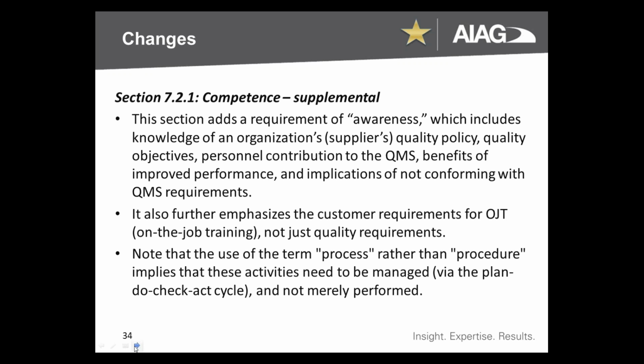Section 7.2.1 has requirements on competence for employees. There's an addition to the requirement for awareness by employees, which includes the employee's knowledge of the quality policy, quality objectives, their personal contribution to the QMS, benefits of improved performance, and implications of not conforming with quality management system requirements. So this awareness needs to include all employees within the organization.